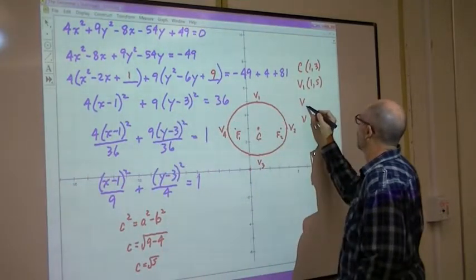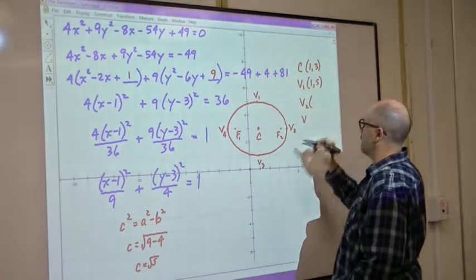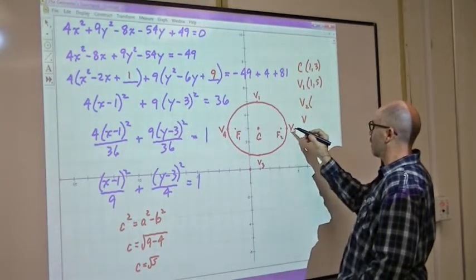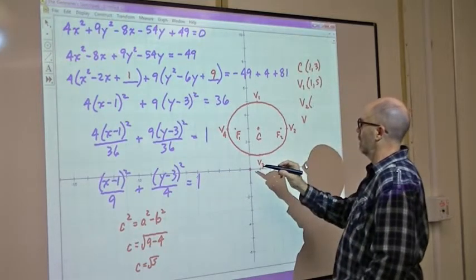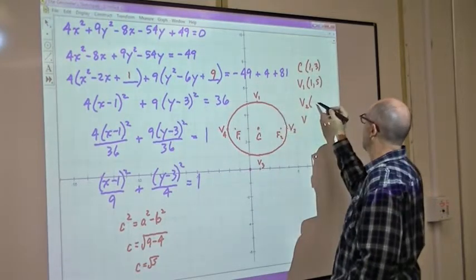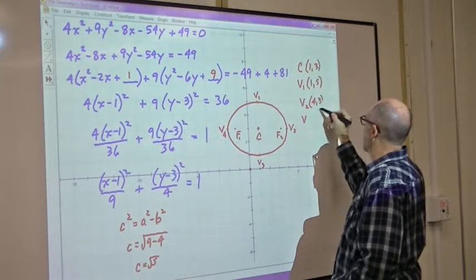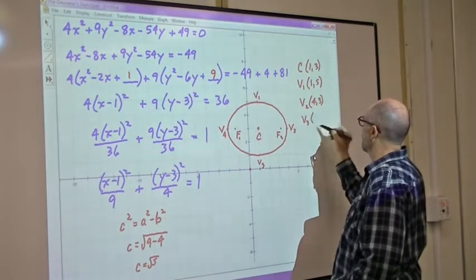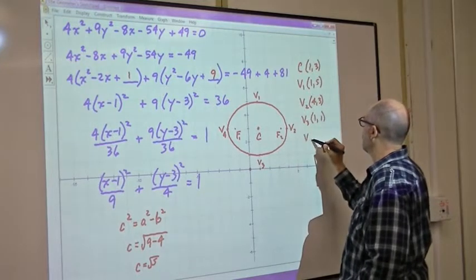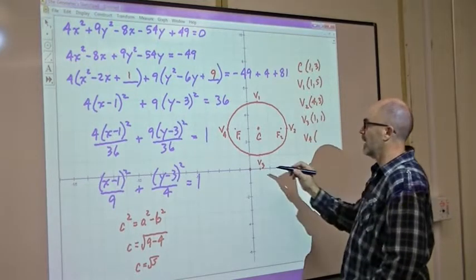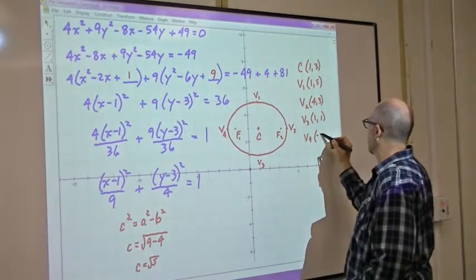V sub 2 is going to be 4, 3. And then V sub 3 is going to be 1, 1. And V sub 4 is going to be negative 3, 3.